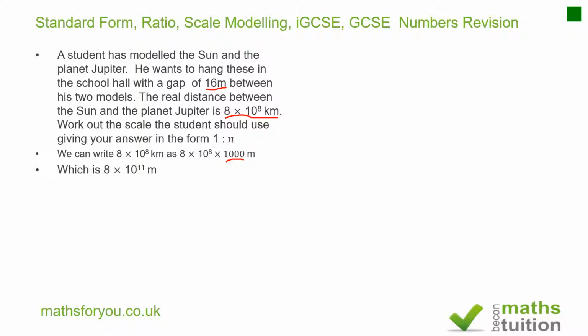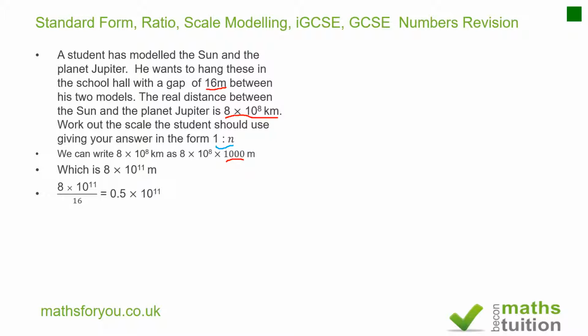Now we want to express our answer in the form 1 to n. So what we then do is to divide 8 times 10 to the power 11 by 16. And if you divide 8 by 16, you get a half. And a half is the same as 0.5.